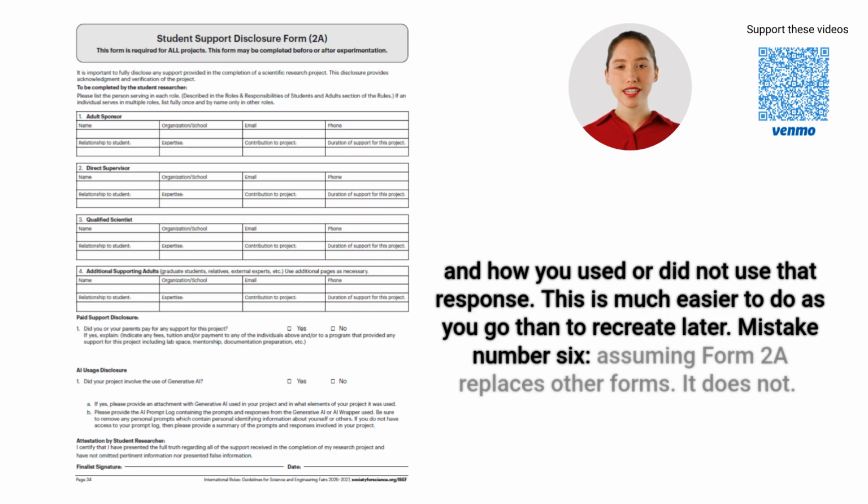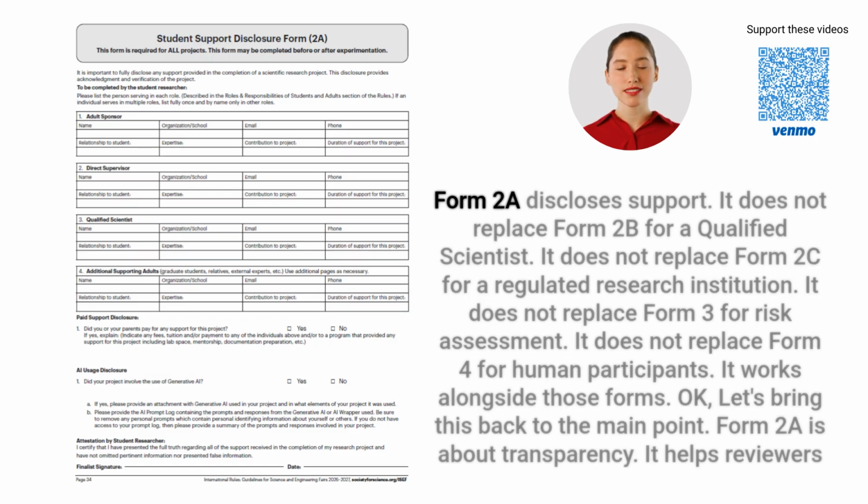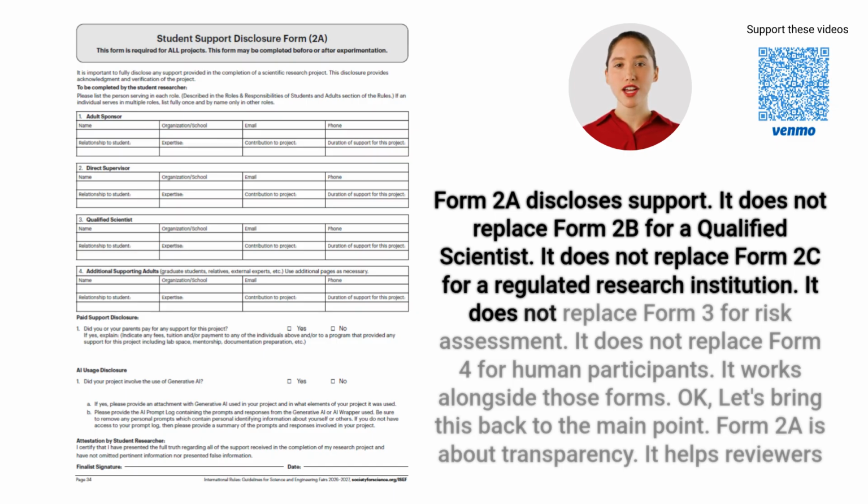Mistake number 6, assuming Form 2A replaces other forms. It does not. Form 2A discloses support. It does not replace Form 2B for a qualified scientist. It does not replace Form 2C for a regulated research institution. It does not replace Form 3 for risk assessment. It does not replace Form 4 for human participants. It works alongside those forms.